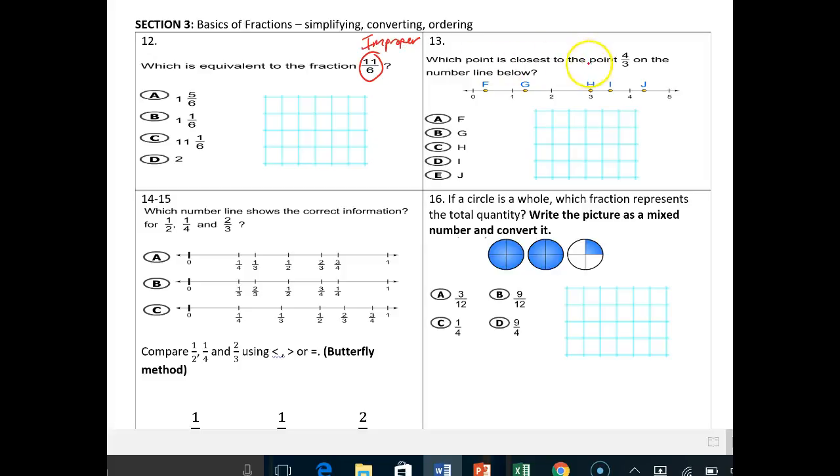Which point is closest to the point 4 over 3 on the number line? So again, this is improper. So what I want you to do is convert this into a mixed number, just like you were converting this into a mixed number, and then pick the point that represents what you think the correct mixed number is.